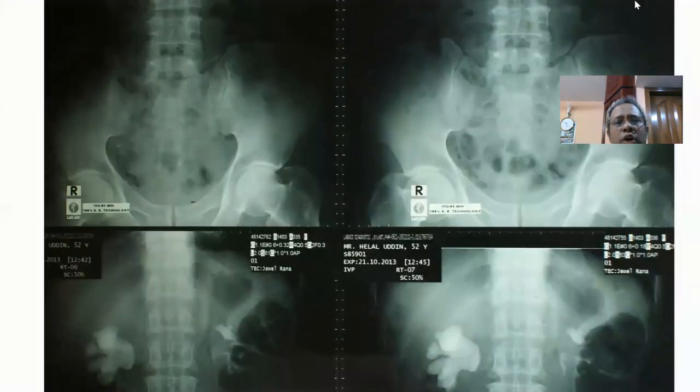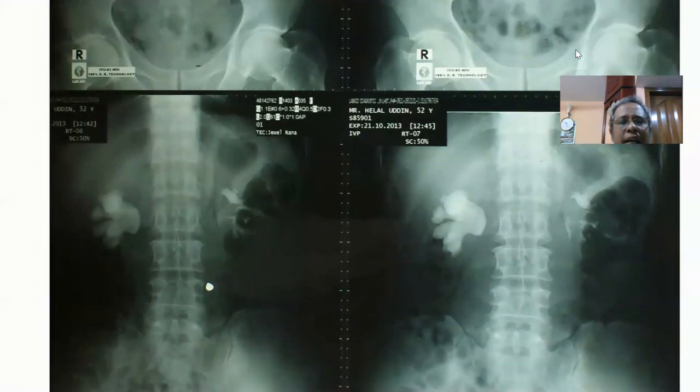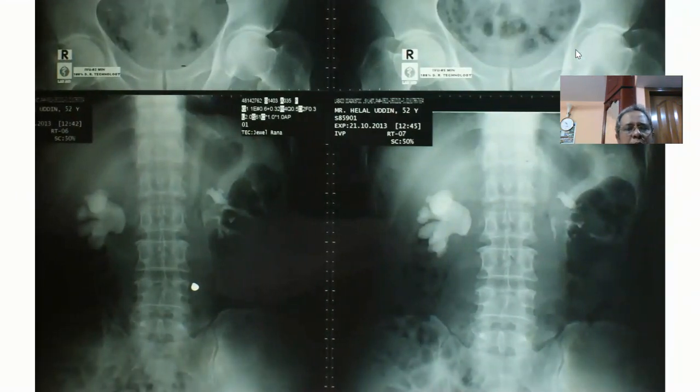So 10 to 12 hours films are taken whenever no dye passes from the kidney, pelvis or calyx, and the kidney is not visualized on one side. In that case, a late film needs to be taken. 12 hours, 24 hours is needed to give the opinion that the kidney is non-functioning or non-visualized. If you don't see any contrast on that side, you should never say it is a non-functioning kidney. No, it is a non-visualized kidney.